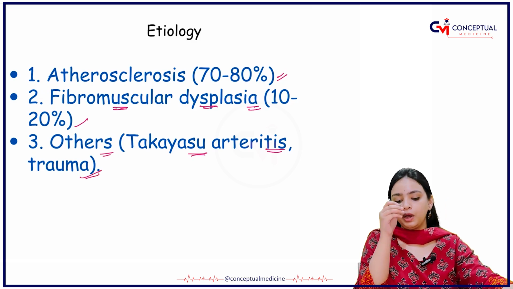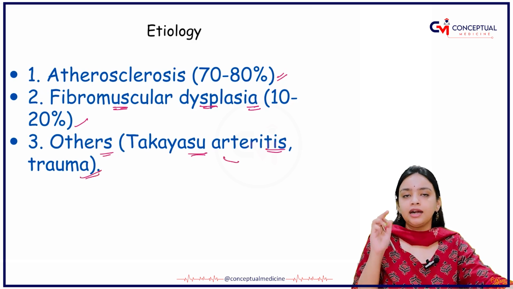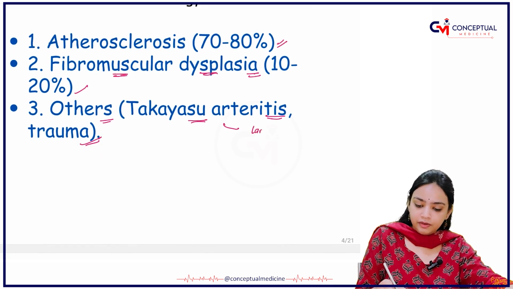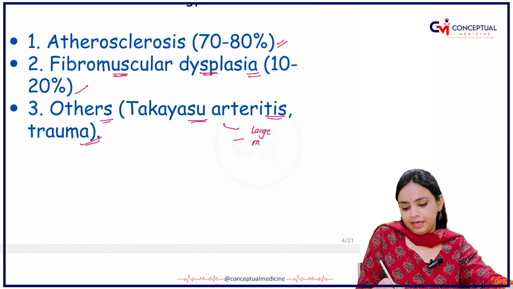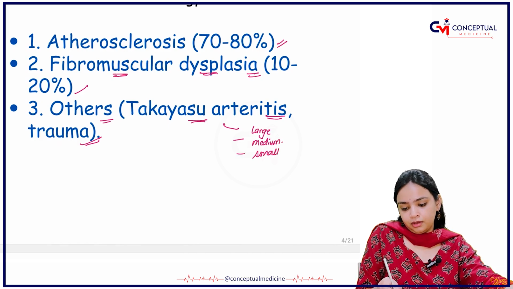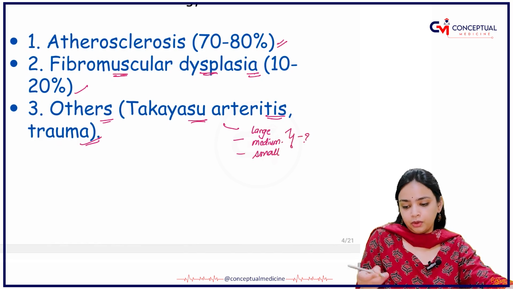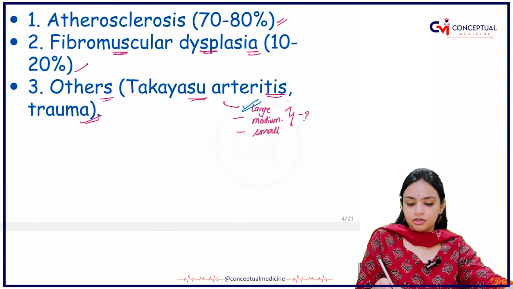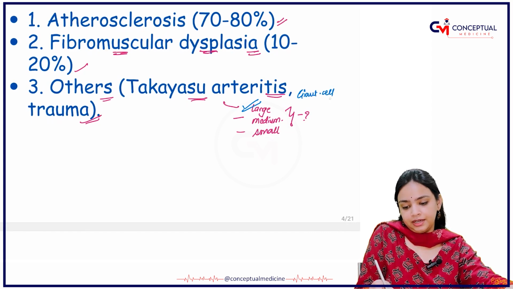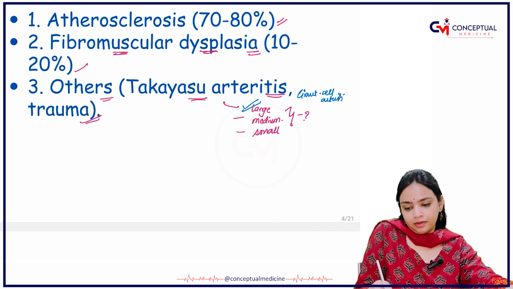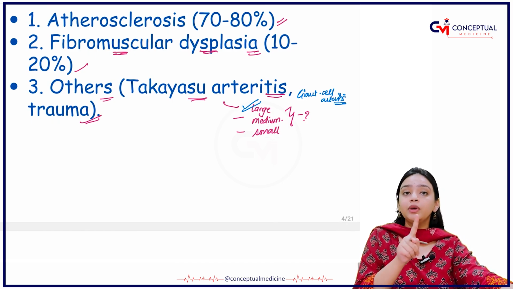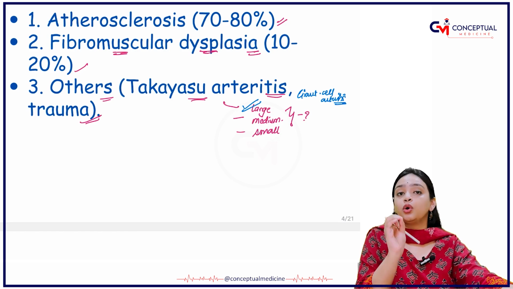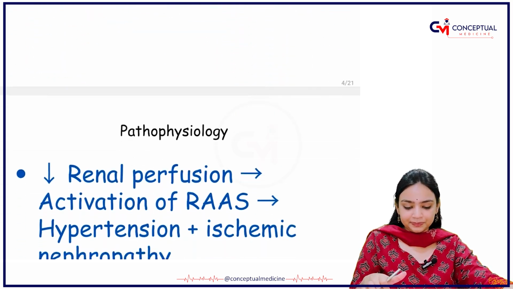And you have to tell me, is Takayasu arteritis a large vessel vasculitis, medium, or small? You tell me or should I tell you? Okay, I will tell you. It is a large vessel vasculitis and it is also called giant cell arteritis. Okay. And now it's your homework to revise the whole of Takayasu arteritis, okay?